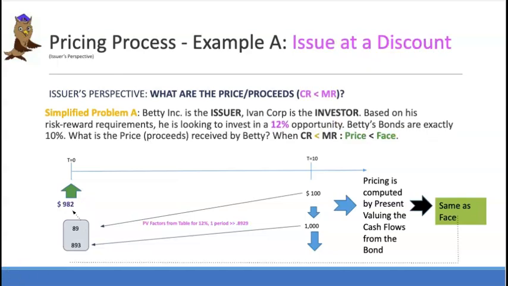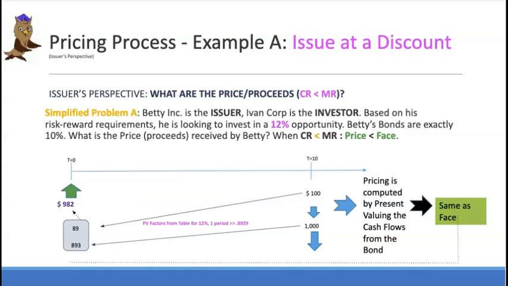This slide has the very same setup as previously. The only difference is that the market rate is now 12%. The process is the same. The cash flows from the interest payment are now present valued at 12% instead of 10%. That results in a PV of $89. I round it to the nearest dollar. The return of the face, its cash flow, has a present value of $893, also present valued at 12%. Summing them up generates a price, or proceeds, of $982.